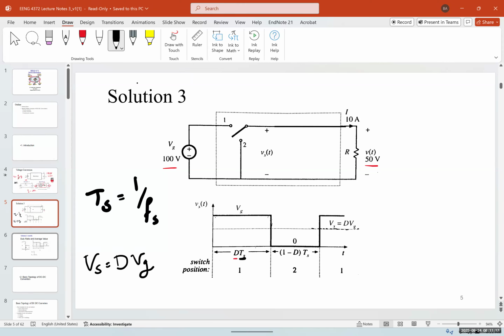And you can see that if it's half the cycle on and the other half off, then the average would be roughly in the middle. So you're going to have, let's say, 100 volts in the input, and the output would be around 50 volts.